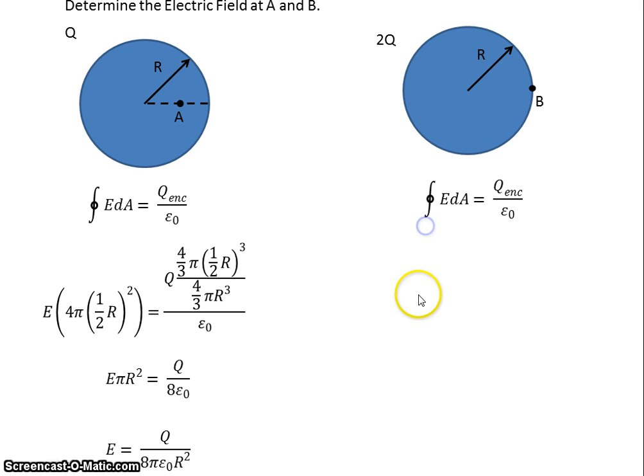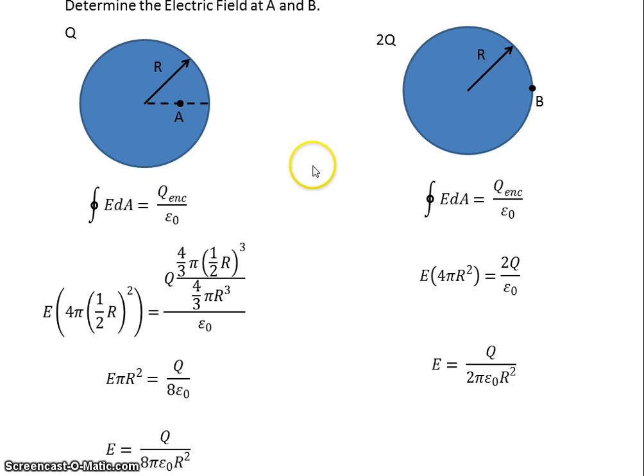On the right-hand side, again, we want to use Gauss's law, closed integral of E dot dA equals Q enclosed over epsilon naught. And on the left-hand side, it's just going to be E times 4 pi r squared. On the right-hand side, it's going to be 2Q over epsilon naught. And we get Q over 2 pi epsilon naught r squared. So we can see that the electric field through B is actually 4 times greater than the electric field through A. And you might want to think, well, how could we get these things equal? I'll leave that up to you to think of.